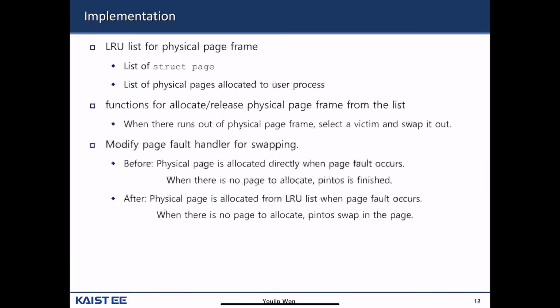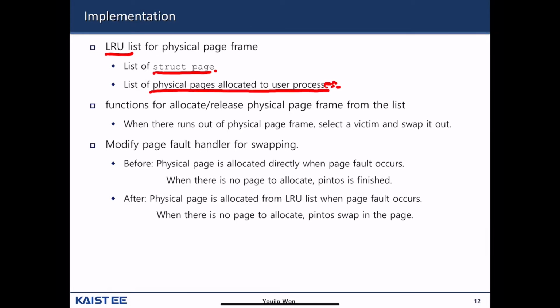So we have to implement the following. First, we need to implement an LRU list of the physical frames. The LRU list is just a list. When you define functions to insert and remove a struct page from the list, you can actually impose LRU characteristics on a given list. So the LRU list is a list of struct pages. It is a list of physical pages allocated to the user processes.